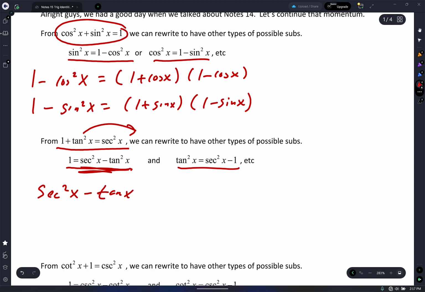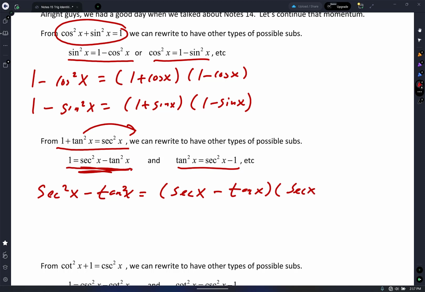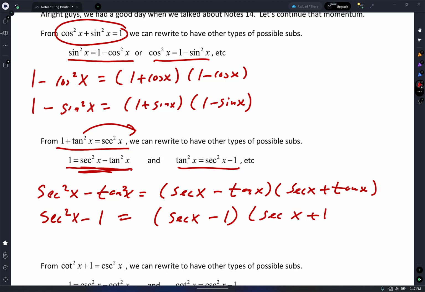Oh, the square goes over here. You can use this whenever it helps. Or you can use this one, secant squared x minus 1. That's the same thing as secant x minus 1, secant x plus 1. Sometimes I put the plus 1 first. Sometimes I put the minus 1 first. It doesn't matter. Nothing crazy. Have I done anything crazy that you do not know? You know this, right?